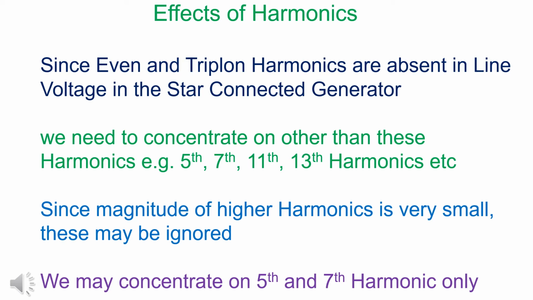We have seen that even harmonics are absent. In a star connected generator, Triplon harmonics are also absent. Higher harmonics are lesser in magnitude and may be neglected. Hence, we need to concentrate on fifth and seventh harmonic only.